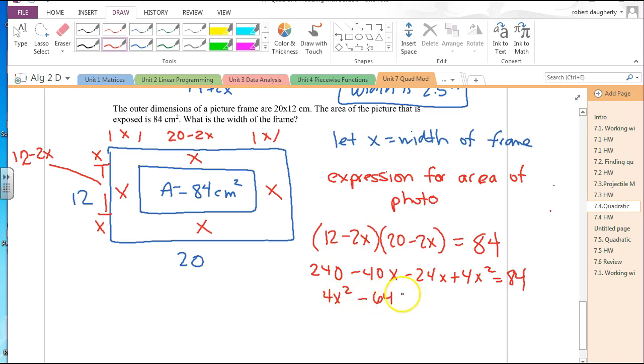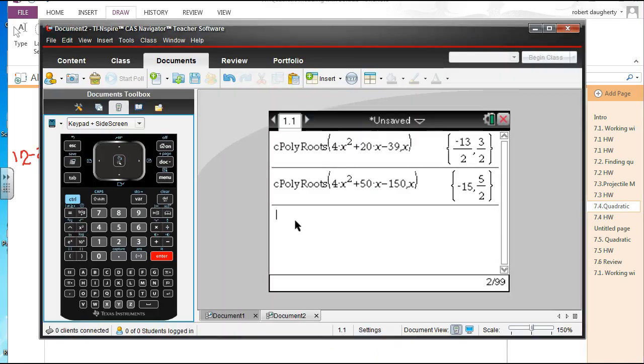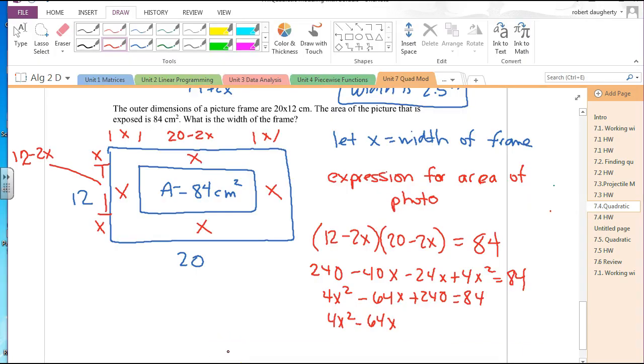minus 64x plus 240 equals 84. So 4x squared minus 64x. What's 240 minus 84? So 240 minus 84 is 156. So plus 156 equals 0. And then what do I do with that?